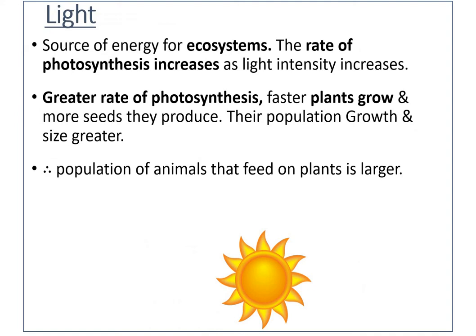Light. Light is a source of energy for ecosystems, and the rate of photosynthesis increases as the light intensity increases. And the greater the rate of photosynthesis, the faster the plants will grow, and therefore the more seeds they produce, and their population growth and size will therefore be greater. And that means that the populations of animals that feed on the plants will also be larger.